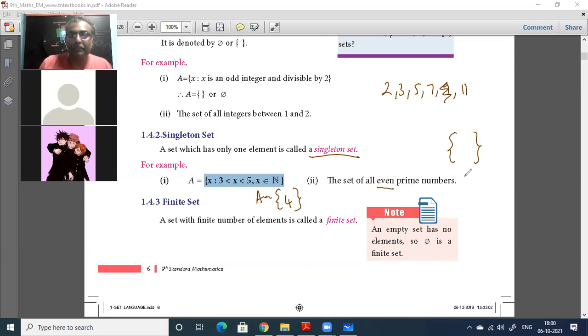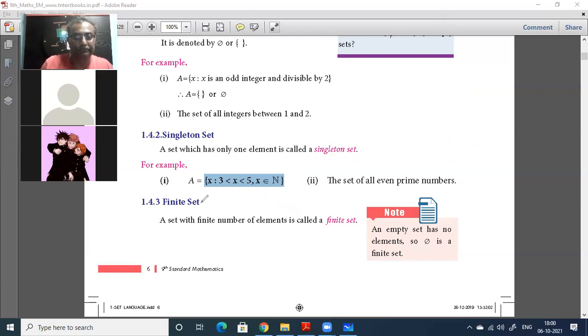Okay, a set of all even prime numbers. Tell me. 2, uncle. 2, that's all. Only one. It's a singleton set. So you now know what is null set or empty set. You now know what is singleton set. Then the third type of set is what? Finite set.